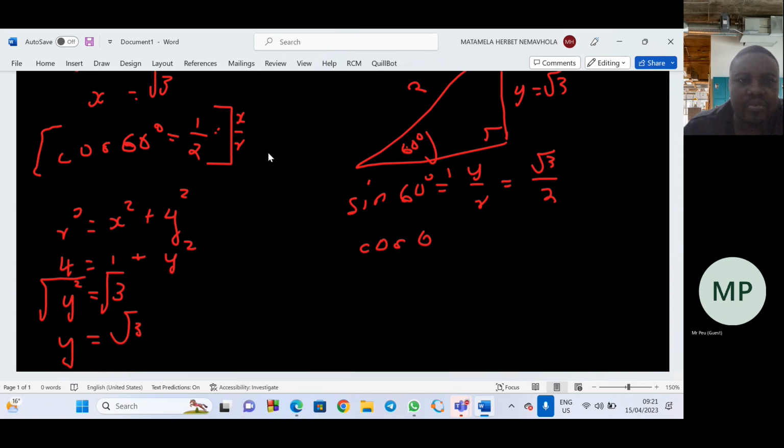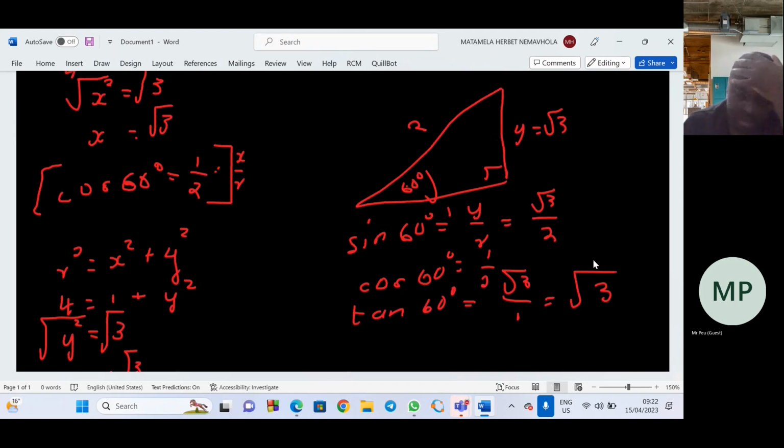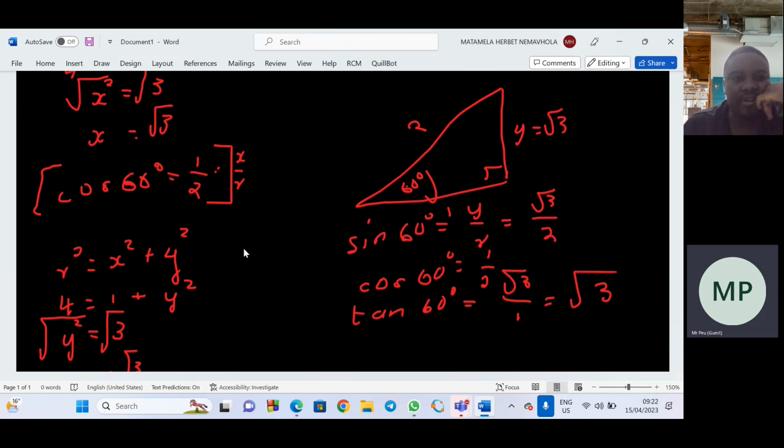Cos of 60 we've already done, it is 1 over 2. And then tan of 60 degrees is the same as opposite over adjacent. Opposite is square root of 3 over adjacent 1, which gives us square root of 3. So that's tan 60. Now you know how, using special angles, to get the values of sine 60 and cos 60.